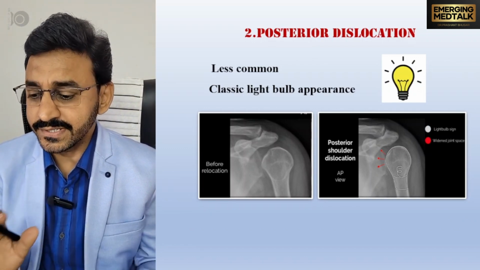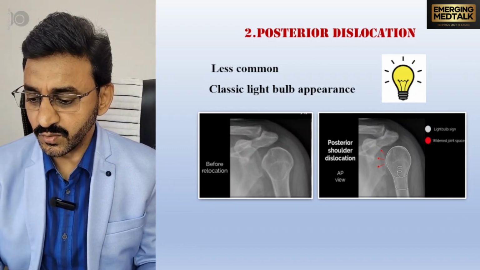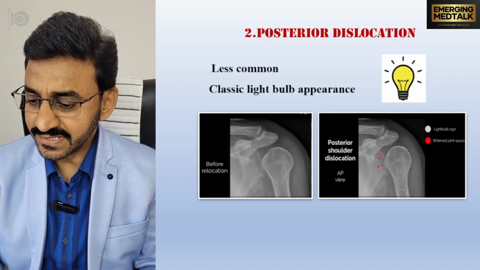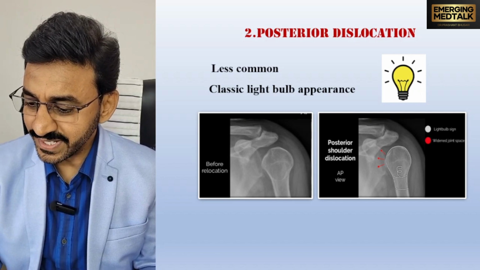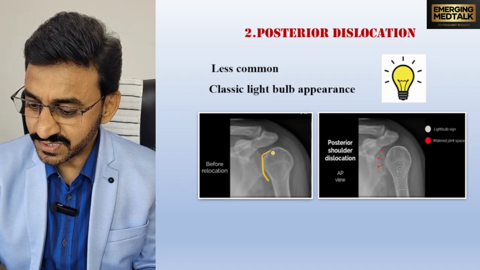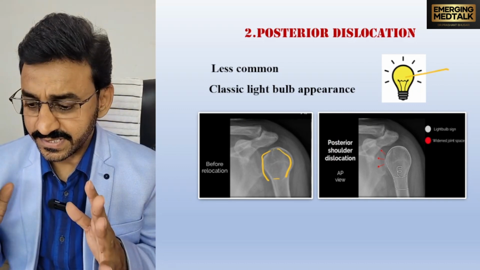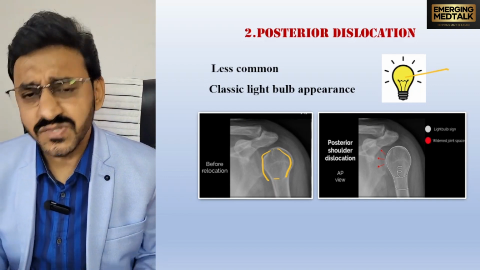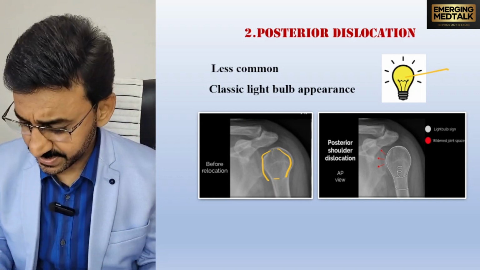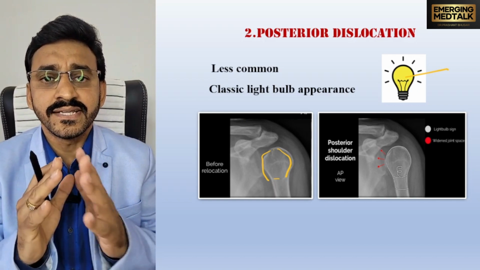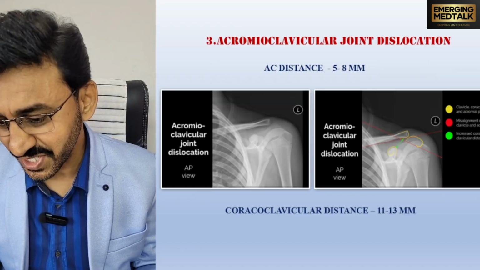Less common is the posterior dislocation, where we can see the classical light bulb appearance. Here the head looks like a light bulb, and this appearance is less common. Another may be an inferior dislocation also.